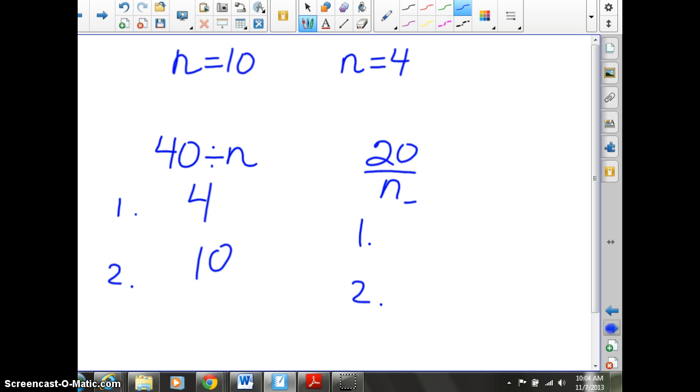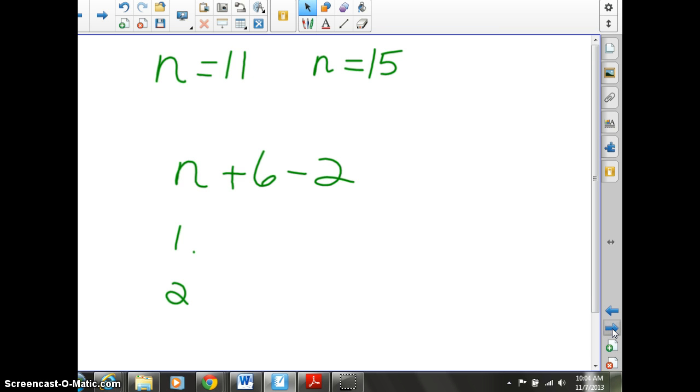Okay, now let's move over to the next problem. This is another way to write a division expression. 20 divided by n. I don't know why that little mark is right there. 20 divided by n. So let's move our first variable down, the 10. 20 divided by 10. Now let's move our next variable down. 20 divided by 4. Good work.